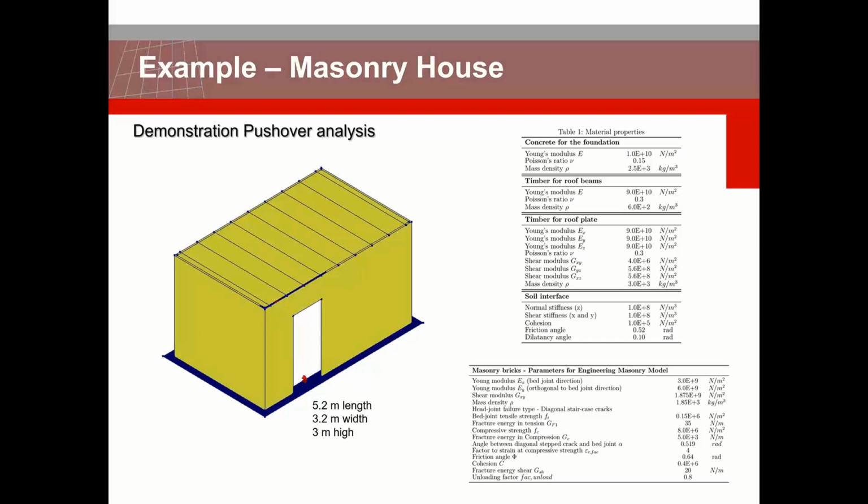So for the material properties, we will define the isotropic elastic properties for the concrete and for the timber of the roof. We will have elastic orthotropic for the timber of the roof plate, and we will have the soil interface with cohesion and friction angle and the lattice properties. And for the bricks, so for the masonry walls, we will use a material model in DIANA called the engineering masonry model, that is based on the smeared crack approach, and it accounts for the head joint failure mechanism.